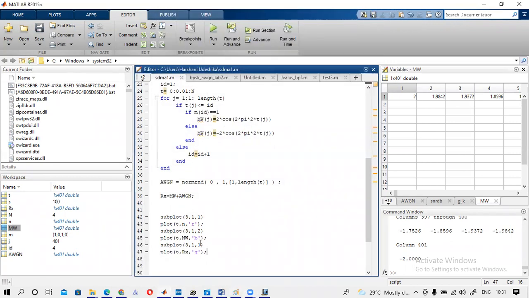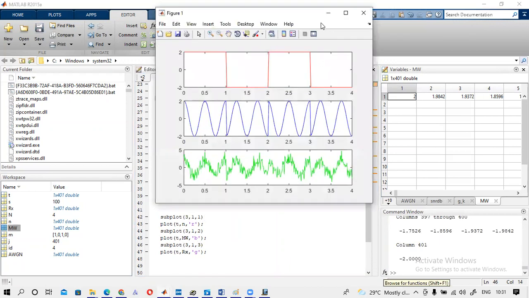Yeah, this should be 3. Okay, this should be 3. Okay, so we will run it again. Okay, I think now you can understand what this subplot code is, and what the use of this subplot code is.